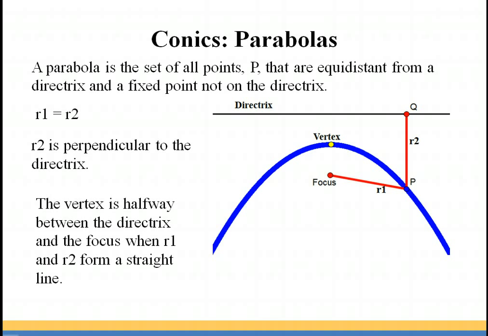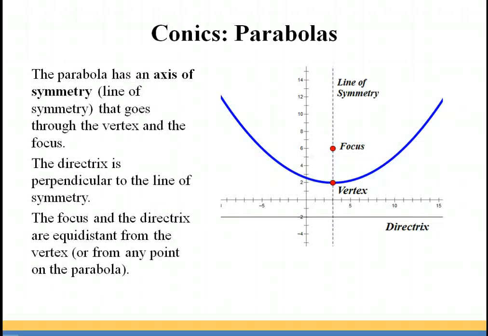So again, when you're looking at the parabola, the vertex is in the center where the focal point and the vertex and the directrix are all lined up. The distance from the focal point to the vertex is equal to the distance from the vertex to the directrix. So the lengths of R1 and R2 are the same all the time. A parabola has an axis of symmetry, or what we call a line of symmetry, that goes through the focus and the vertex. In this case, we have a vertical line of symmetry. The line of symmetry will always be perpendicular to the directrix.